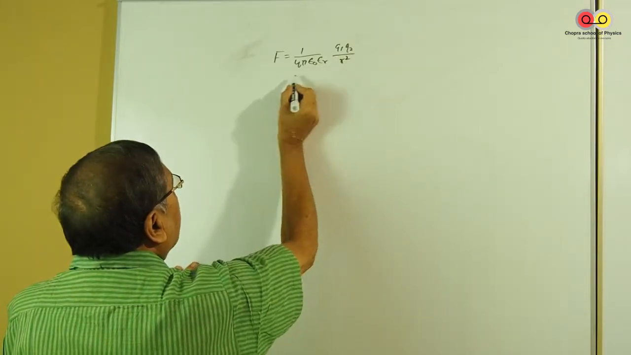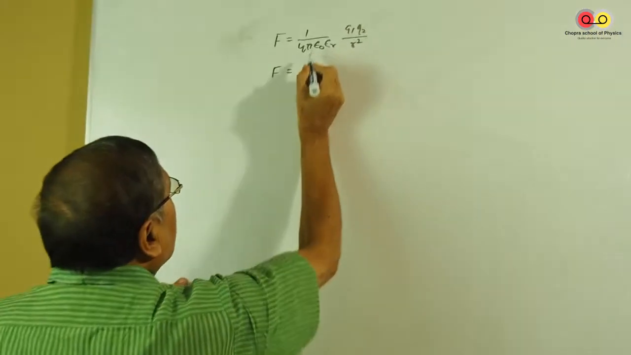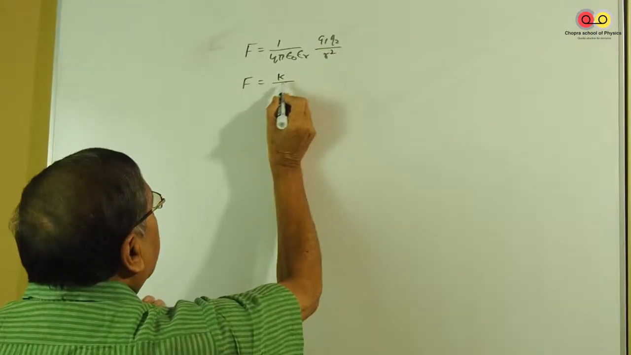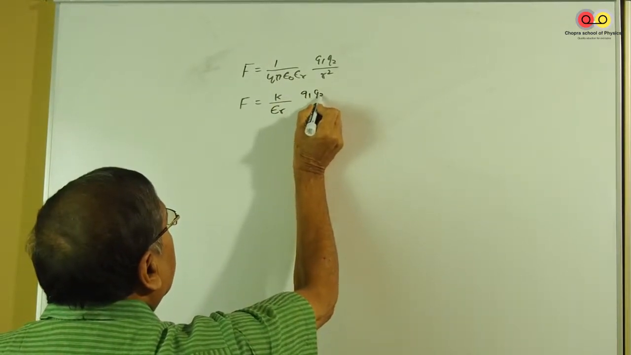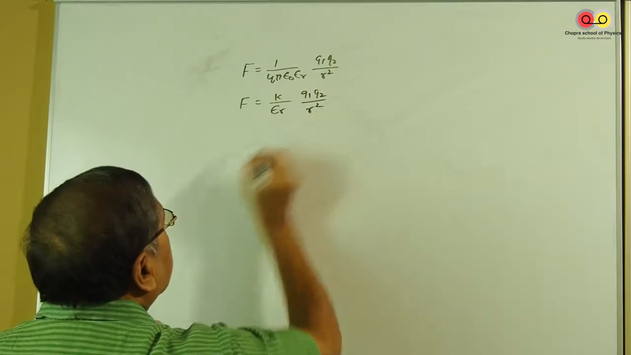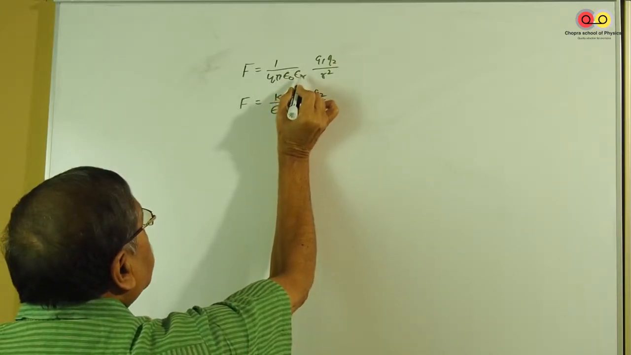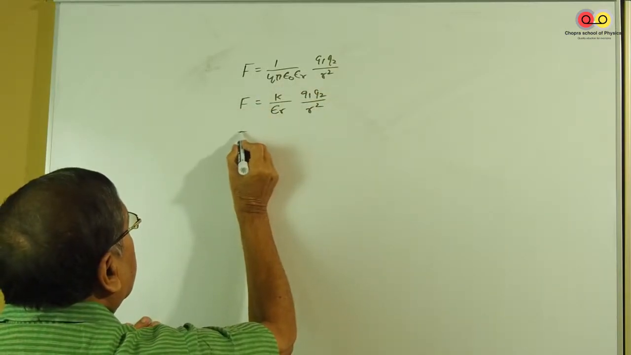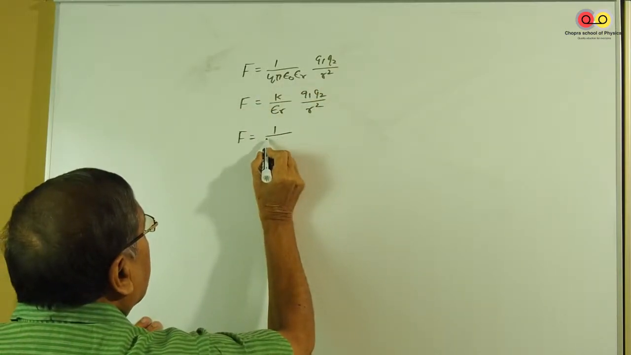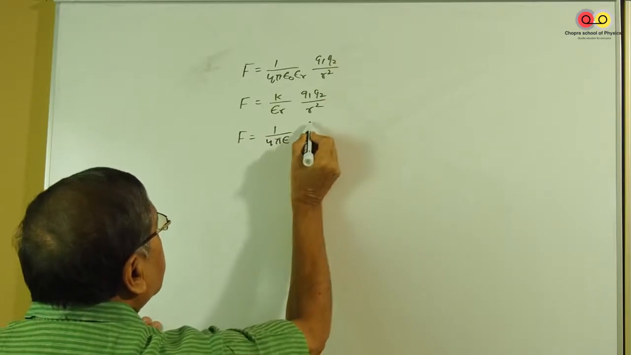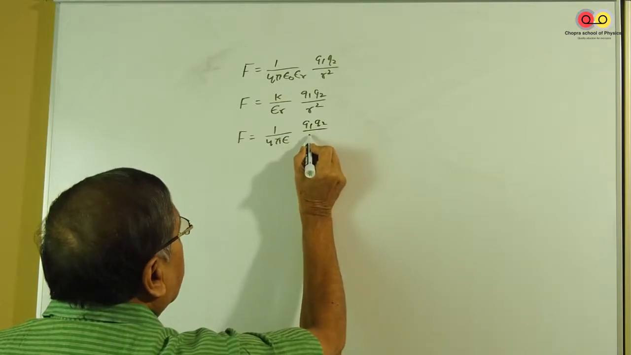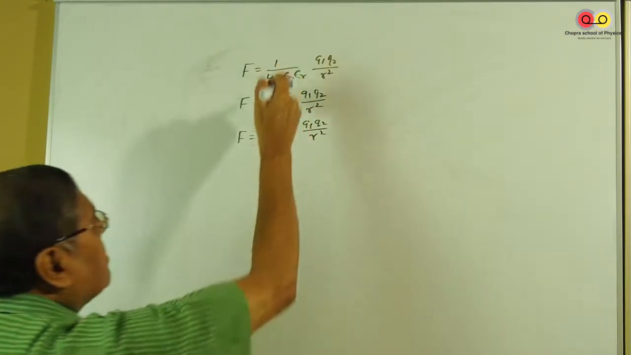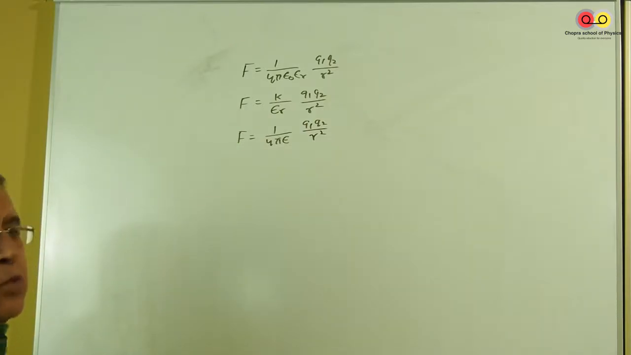This is further modified as F is equal to k divided by epsilon r, q1 q2 divided by r square. And if you combine epsilon naught and epsilon r, then we can write 1 over 4 pi epsilon, q1 q2 divided by r square. These are the three basic forms of Coulomb's law in the MKS system.